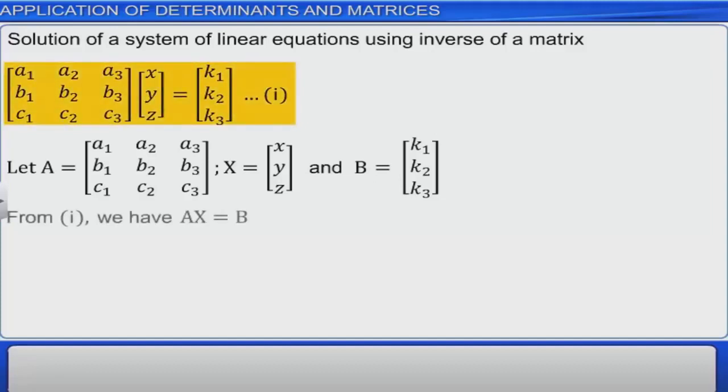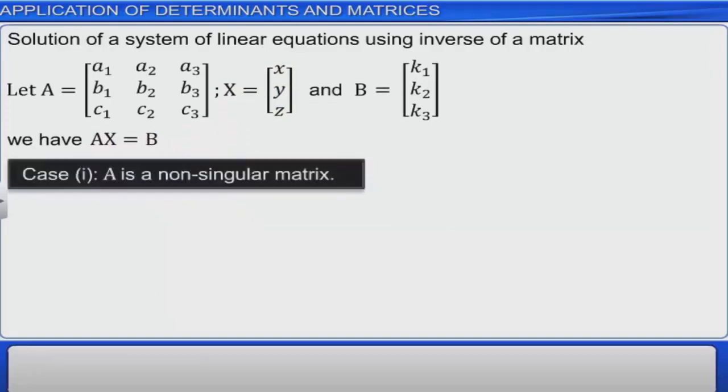To solve this system, we have to find the values of the 3 variables X, Y and Z. In other words, we have to find the column matrix X. 2 cases arise while solving this equation. The first case is if the coefficient matrix A is non-singular. If A is a non-singular matrix, then A inverse exists.